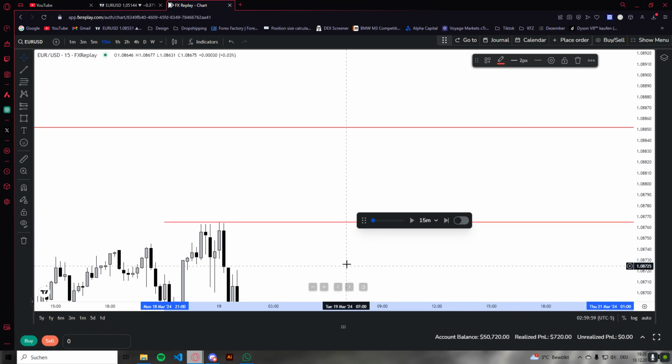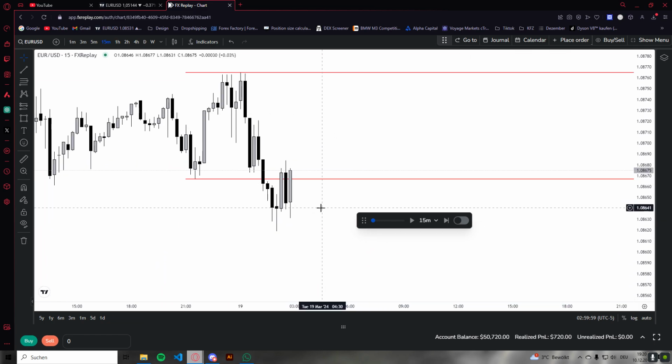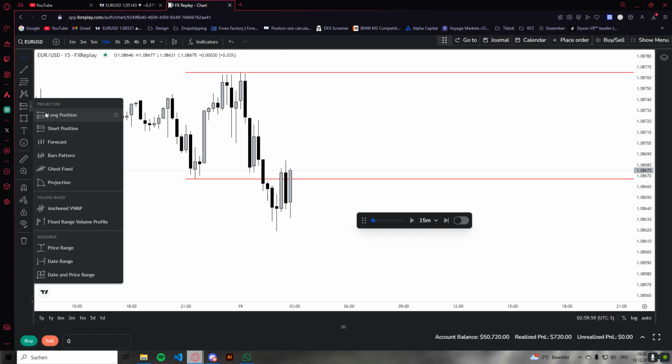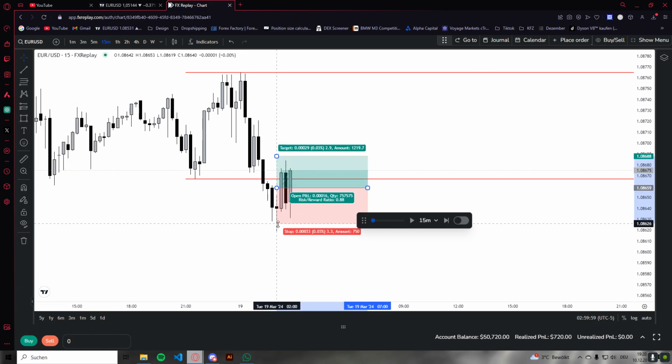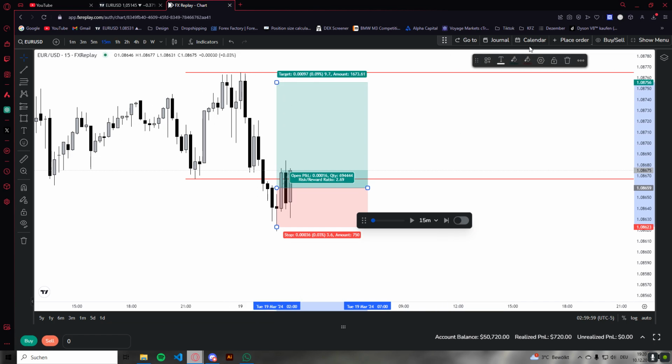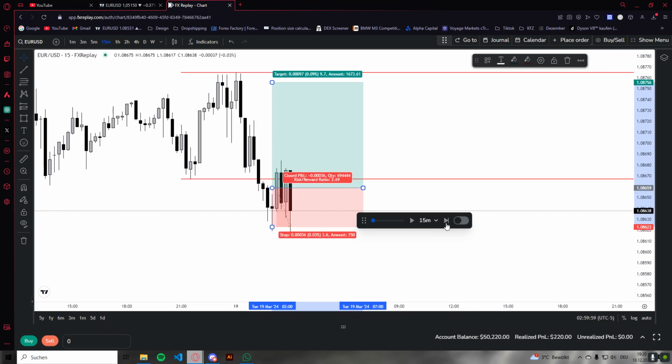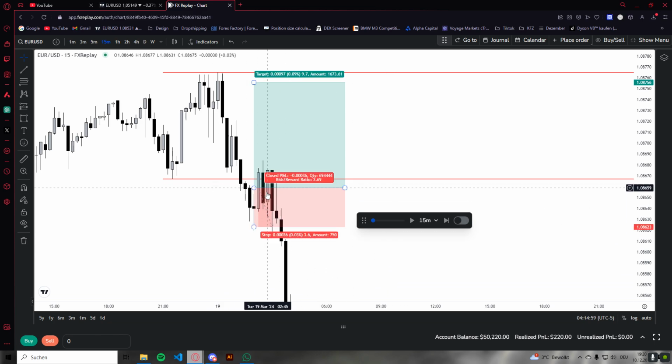Okay. Did we get one? Yes, we got one. Right there. Where's our entry? Our entry is right there. Stop loss here. Take profit there. And you got stopped out.